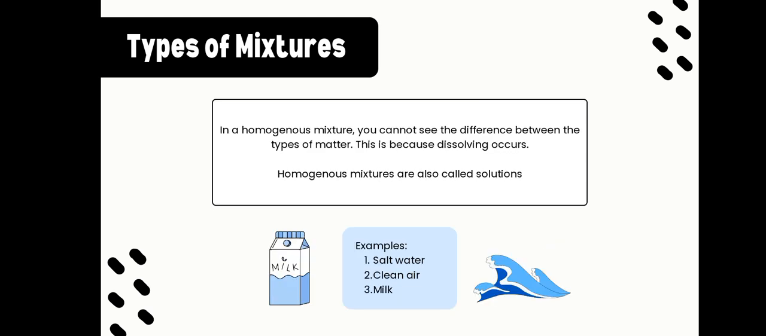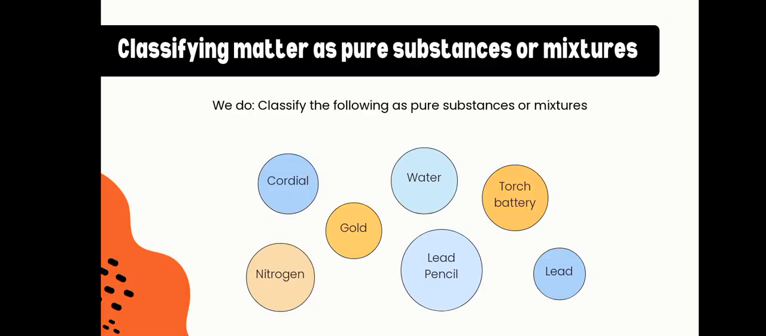Okay students, now the second one is the homogeneous mixture. You can see no difference between the components of the mixture, which means that they dissolve. Dissolving occurs in these types of mixtures, and homogeneous mixtures are known as solutions. For example, salt water: when you mix the salt in the water, you cannot see the salt in the water. Clean air: can you see the gases in our air? No, you cannot, but air is a mixture of gases. So this is what you have to notice. I hope the concept of types of mixtures is clear.